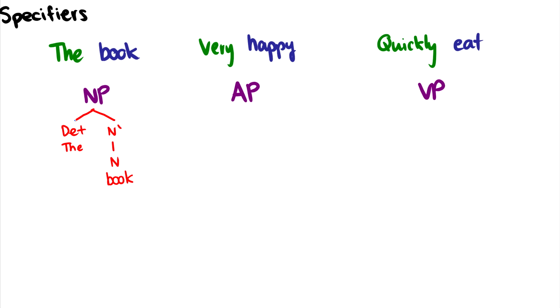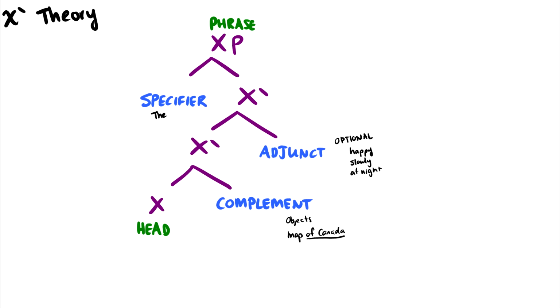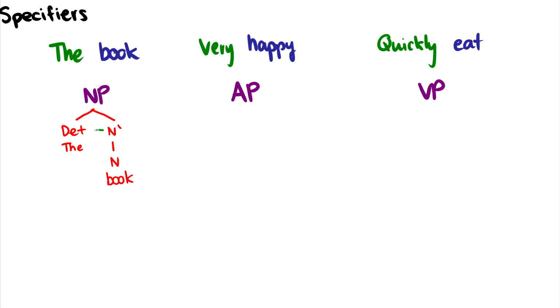Because remember, if we take a look at this diagram, specifiers are daughters to XPs and sisters to X bars. So here is a sister to an N bar and a daughter of an NP. So this is a specifier. And again, "book" is the head noun, so it's under the head, which is just N.